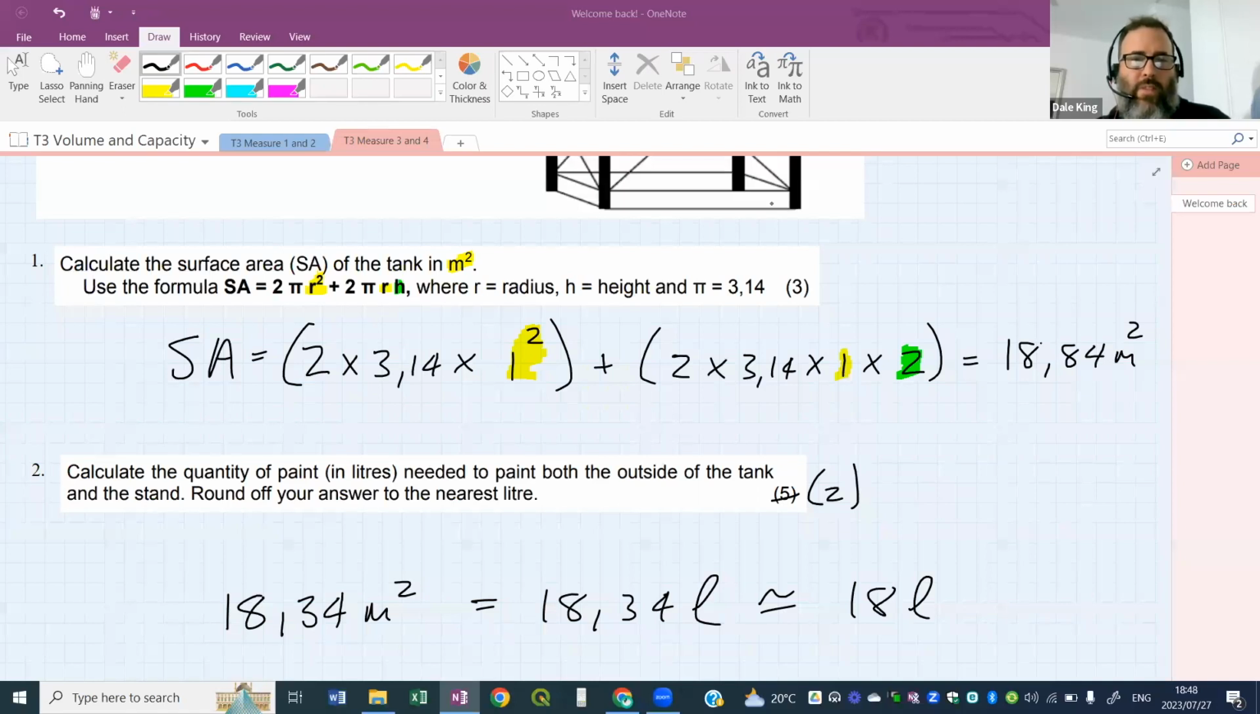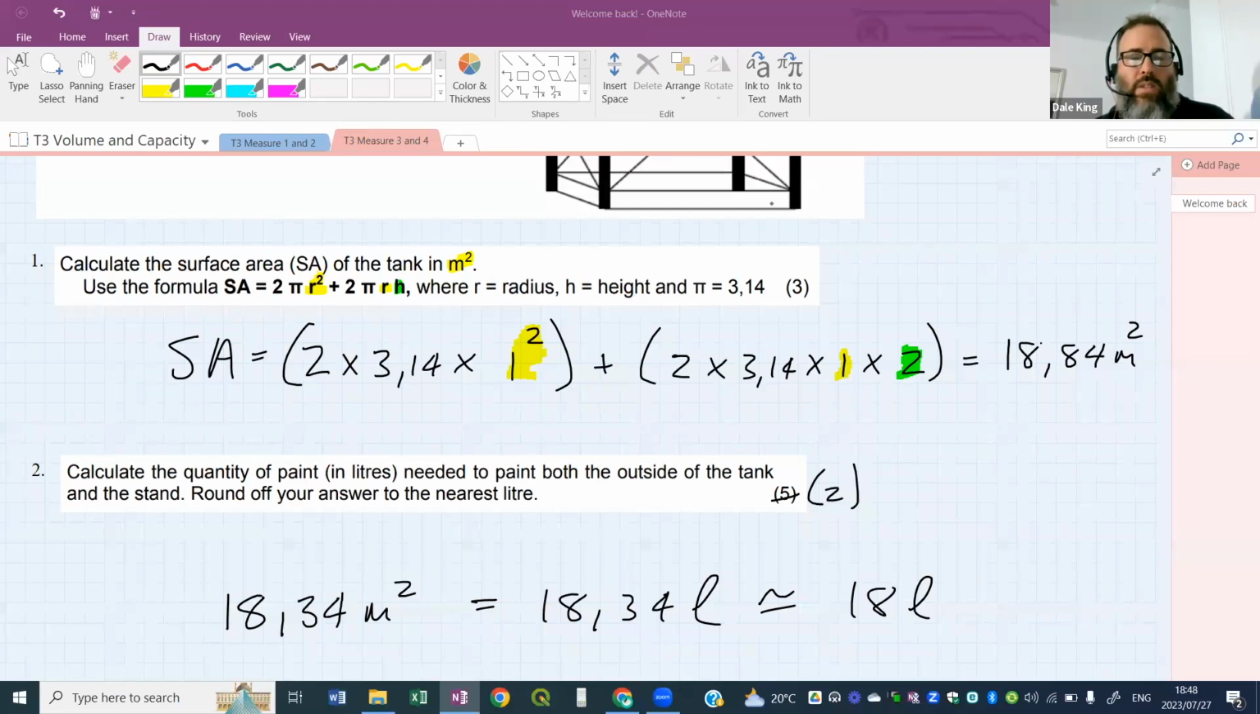I wanted to ask, would it not be 19 because you'd need more paint than less? Yes, absolutely. This is exactly what I was going to explain. You're right. Lutando, you were finishing off what I wanted to say.